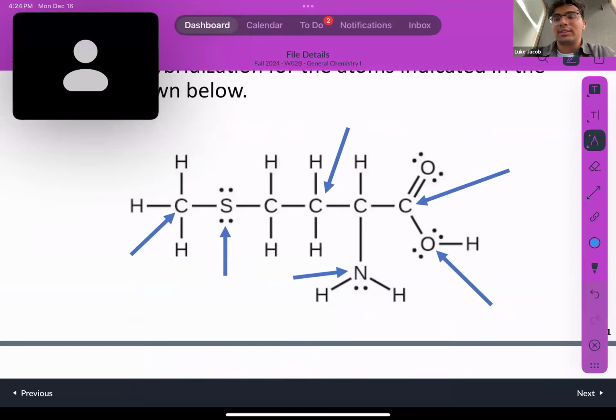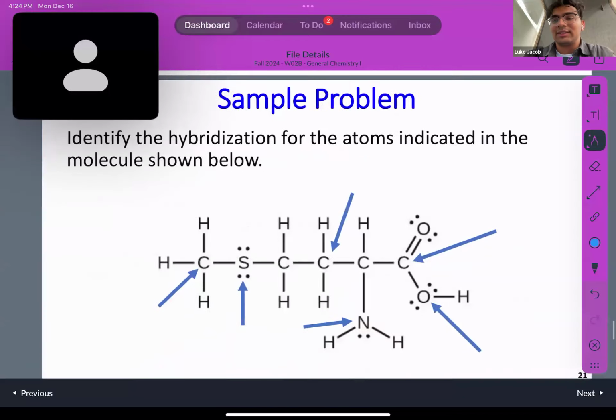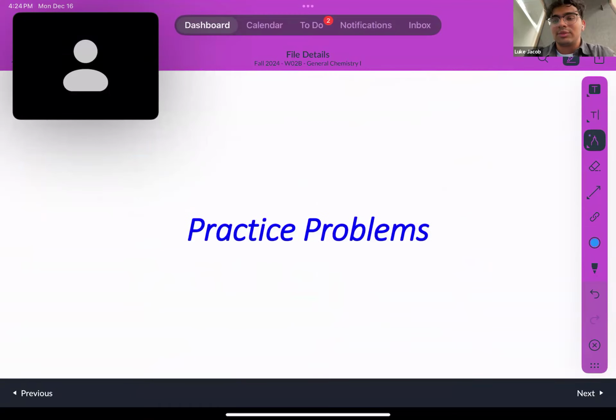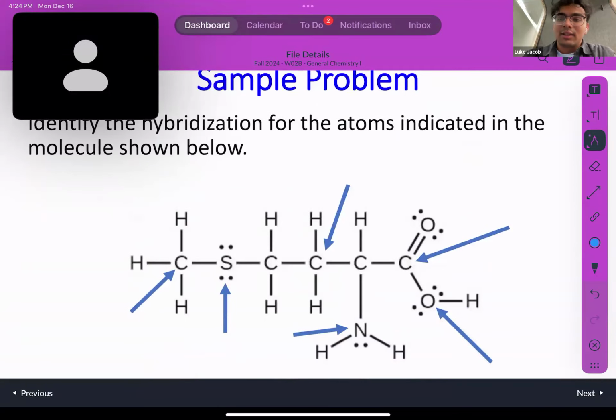This is also something you're definitely going to see, where it's going to ask you to figure out all the hybridizations of this and fill it in. Okay. I hope I'm being clear with you guys. I know I'm a little tired today.